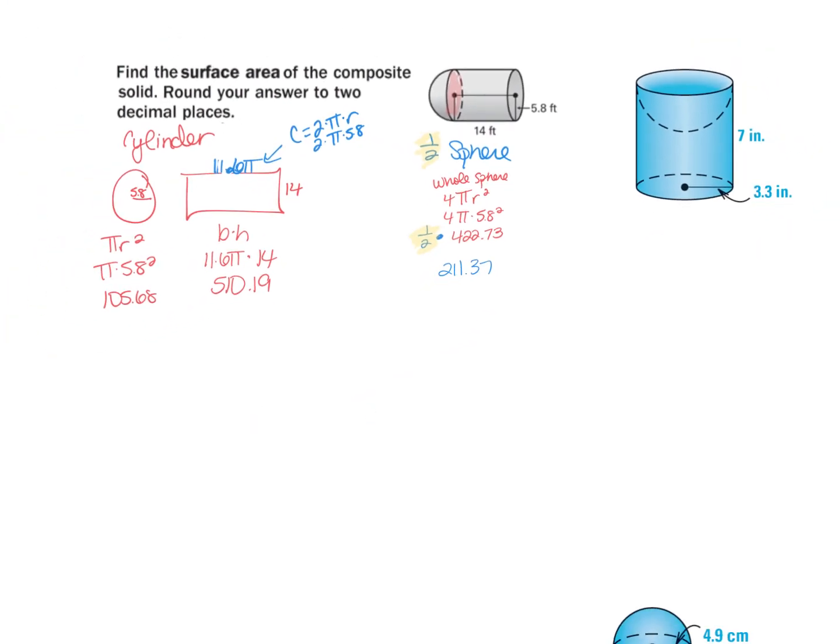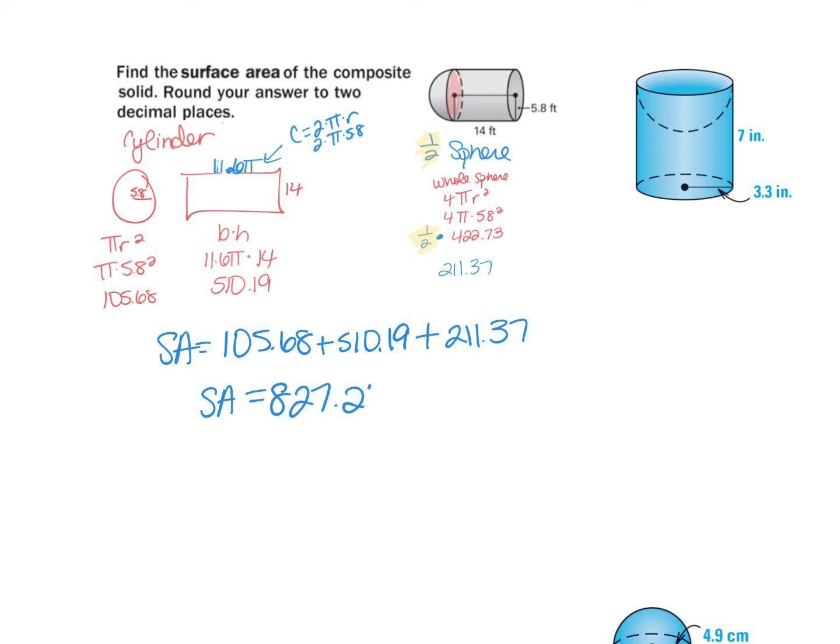Okay, so now I'm ready to do my surface area. So I've got one side, that's 105.68, that right circle, plus the label part of the cylinder, the rectangle, 510.19, plus our half sphere, which would be 211.37. And then you put it in your calculator and you should get 827.24. And then let's not forget our label, feet squared.